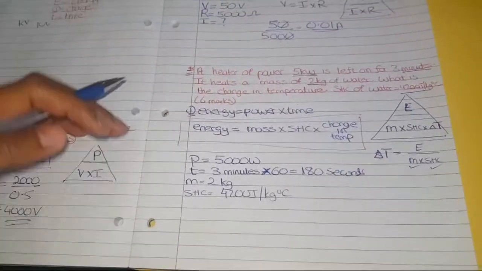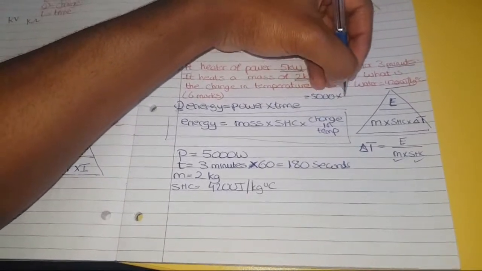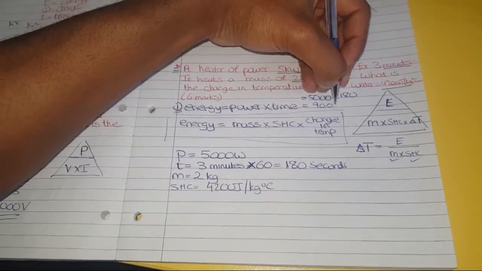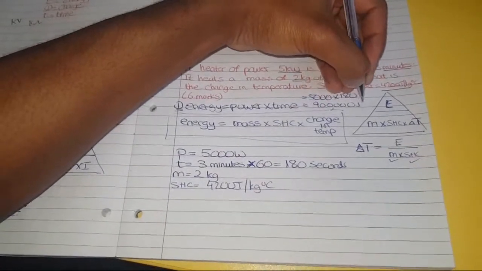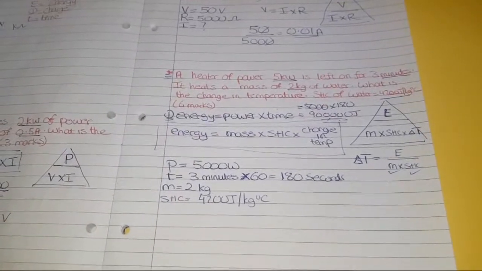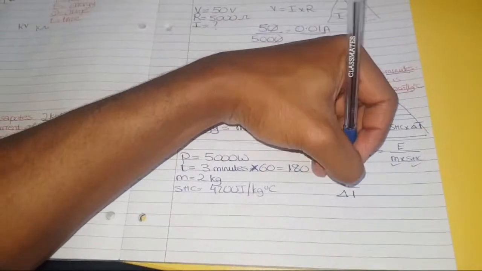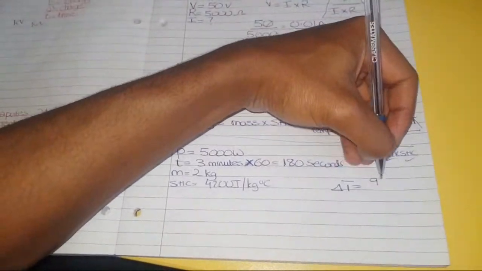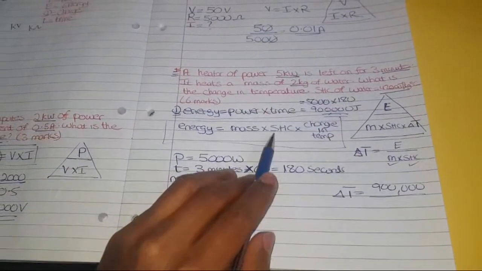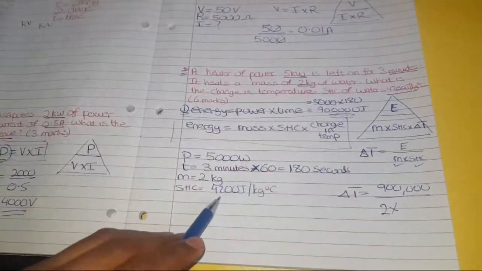So to find energy would be 5,000 watts, which is your power, times 180 seconds. You end up with 900,000 joules. Yeah, so that's our energy. We just used the E equals P times T formula, which you have to memorize. Then now we just use this formula there. So your change in temperature will be your energy, which we found, which is 900,000, over your mass, which is 2. And then your SHC in the question is 4,200.